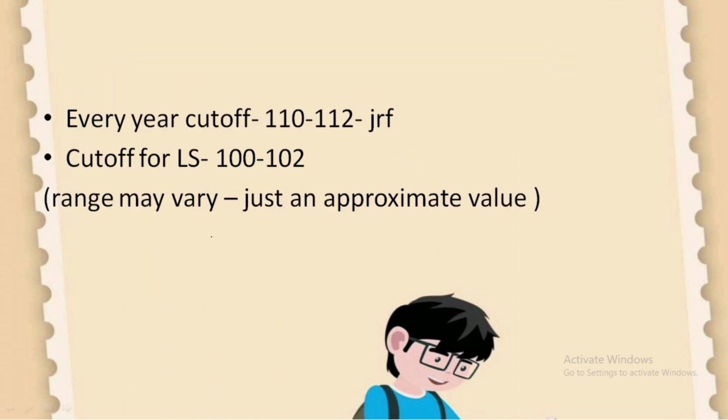Now if we look at the previous years' cutoff, on an average the JRF cutoff is approximately between 110 to 112, and it may vary every year. And talking about the cutoff for the LS, it is approximately between 100 to 102. These are just the ranges, not exact values. Do not go for these exact values themselves. These are just the ranges.